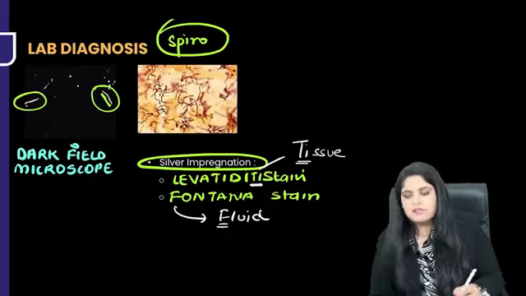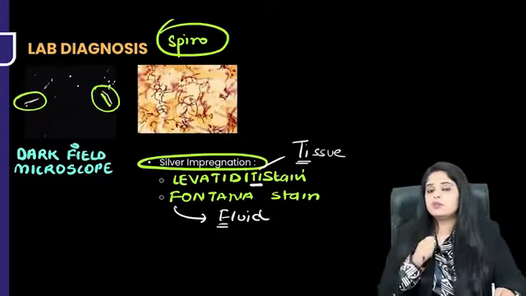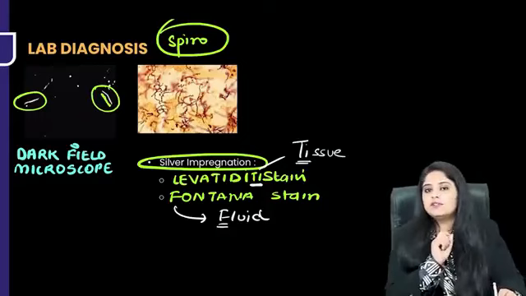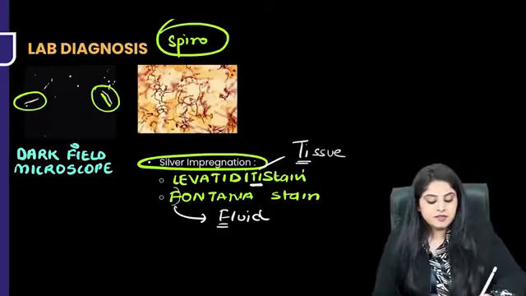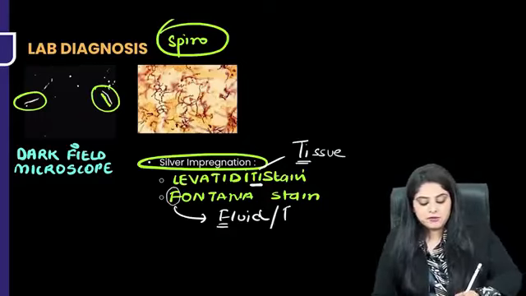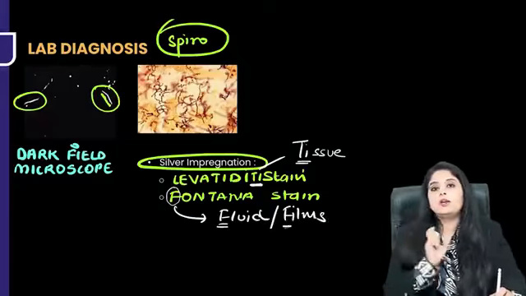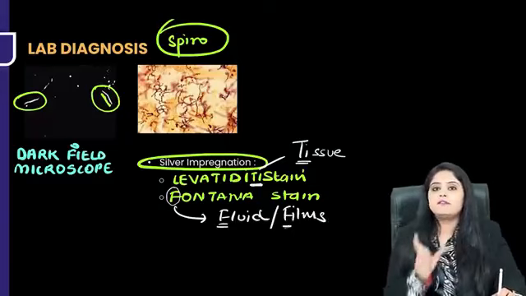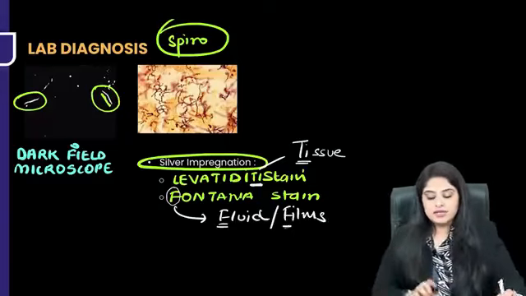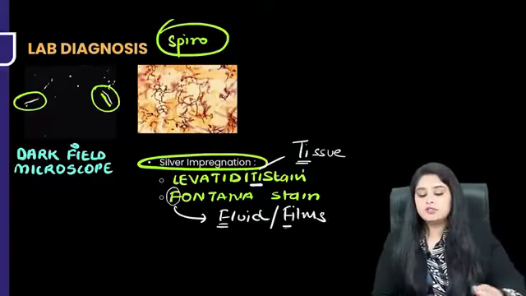So if they say there is a biopsy of an ulcer or a tissue given, you will say, oh, it is tissue, so I will use the Levaditi silver. If they say a film has been prepared, a fluid or a discharge, anything like film, fluid, discharge, then I will use the Fontana. So F for F and Levaditi T for tissue. This is how you do the biopsy diagnosis.